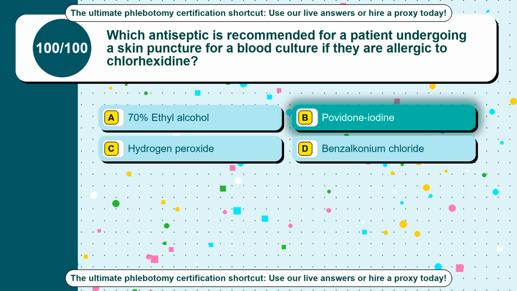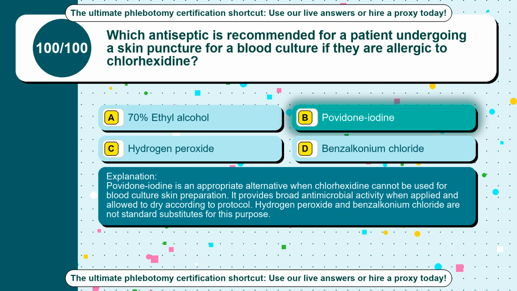Povidone. Povidone is an appropriate alternative when chlorhexidine cannot be used for blood culture skin preparation. It provides broad antimicrobial activity when applied and allowed to dry according to protocol. Hydrogen peroxide and benzalkonium chloride are not standard substitutes for this purpose.